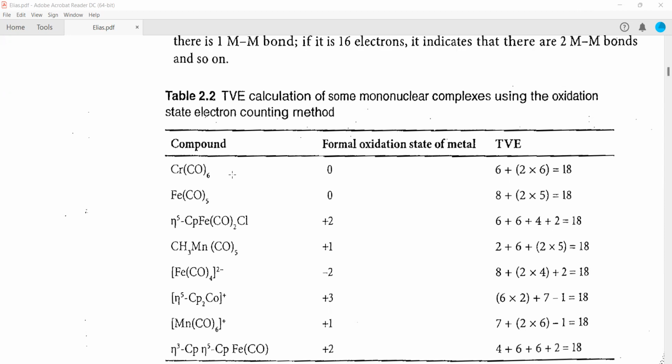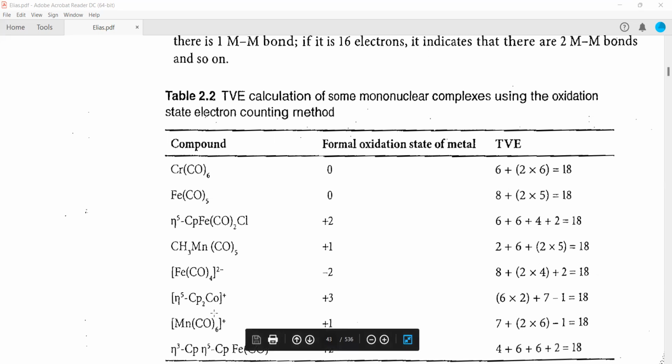Similarly, I think it is very easy for you to do it. Now let us count for Fe(CO)4 2 minus. Iron from the neutral method is 8, and L type carbonyl ligand, 4 into 2, is 8 again. Since 2 negative charge is there, you need to add 2. So here also you get 18.